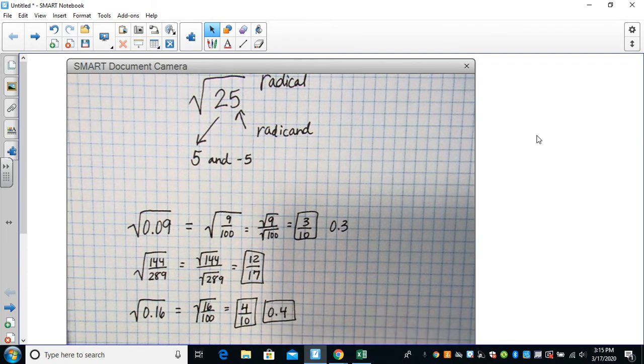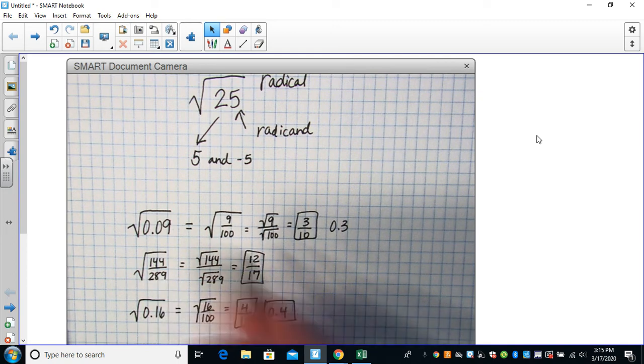I hope this helps understand just the basics of square roots. Again, all of these rules could be used for cube roots as well.